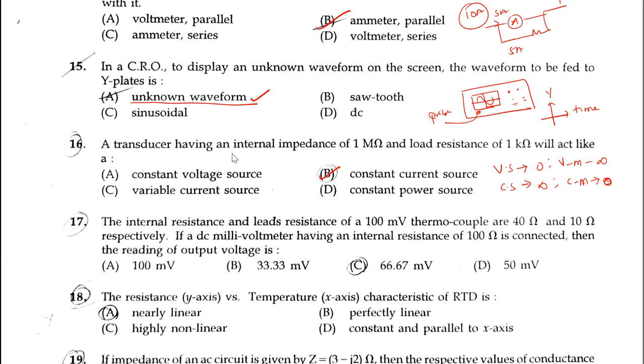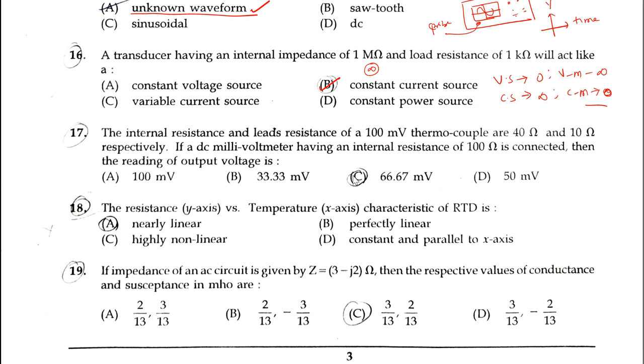So for a transducer having an internal impedance of 1 mega ohm and a load resistance of 1 kilo ohm, it will act as a. So here the resistance is considered to be infinity. So it is having a current source with infinite resistance, and the resistance of 1 kilo ohm is small when compared to this 1 mega ohm. So it acts as a constant current source here.